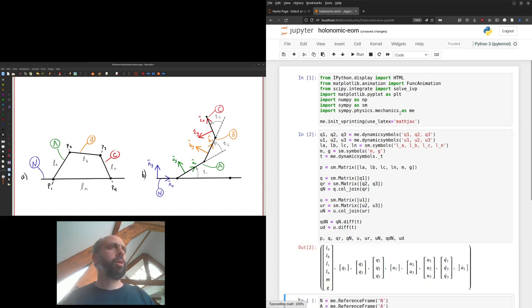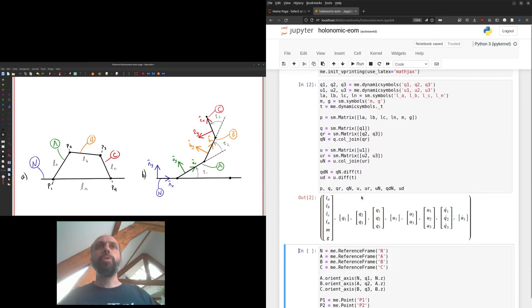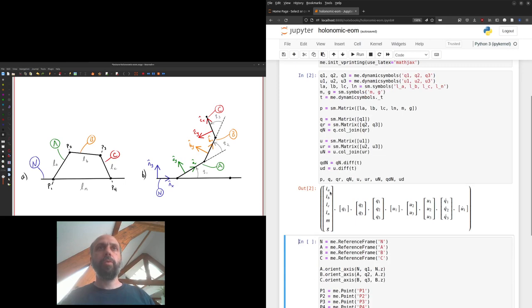Over in the notebook, I've introduced all the variables. We've got the lengths, so I've got a P vector here that has all of my constants, but I've also added a mass, M. I'm going to treat each of the moving particles, in this case it's only going to be P2 and P3 in the end, with a mass M. I'm also going to have a gravity, a force that acts in the negative N_y direction. So I've added a couple of constants for that.